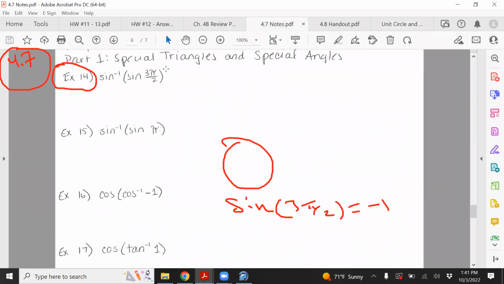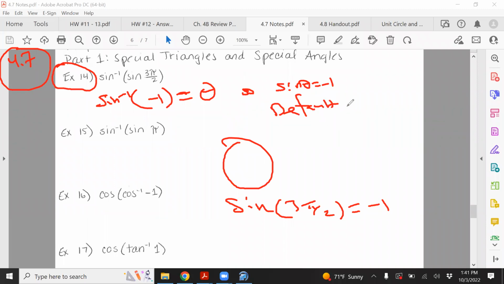So what this means, you're going to do the inverse sine of -1. Now, inverse sine of -1 is going to equal theta. So sine theta equals -1. However, it's inverse trig with a default range. Our default range for inverse sine is from -90 to 90.